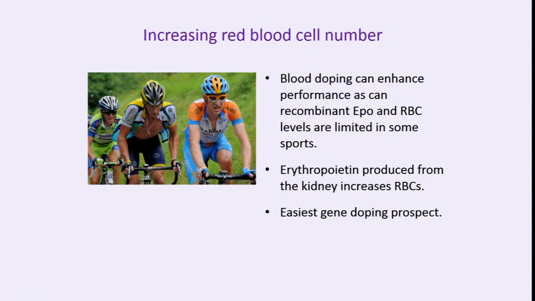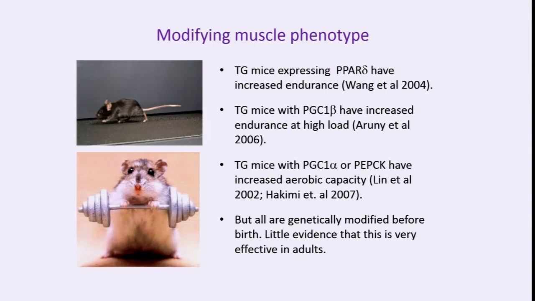Again, I don't want to dwell too long on EPO, but just to make the point that obviously blood doping or using erythropoietin to induce more red blood cells seems to increase athletic performance in a fairly convincing fashion. And that, without doubt, in terms of the ability to do that, gene doping is the easiest thing in the world. Whether you can actually then get away with it is a different matter altogether. And then modifying the muscle phenotype is actually a more controversial area. So if we look at transgenic mice that are expressing PPAR delta, they have increased performance.